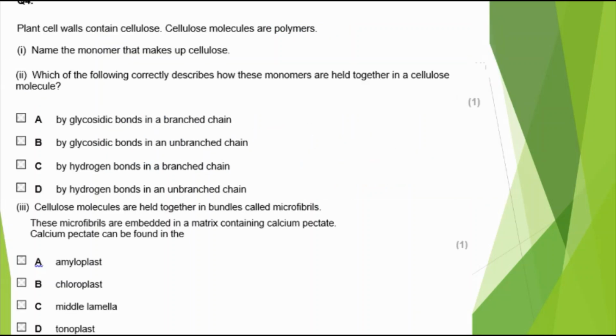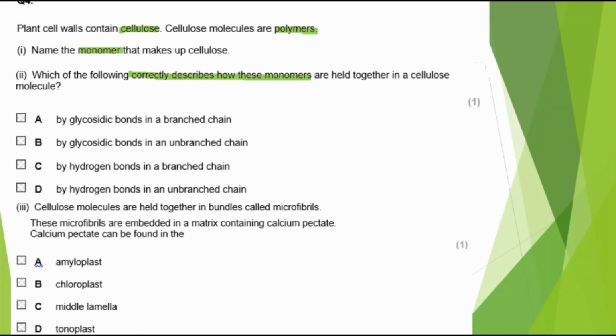And our final question. Plant cell walls contain cellulose. Cellulose molecules are polymers. First thing that you need to do is name the monomer, the single unit that makes up cellulose. Next up, you need to describe which of the following correctly describes how these monomers are held together in a cellulose molecule. So which bonds, and are they branched or unbranched?